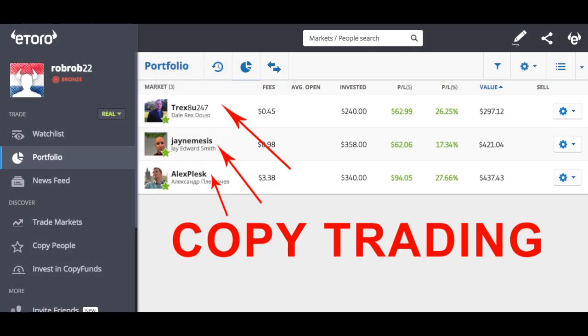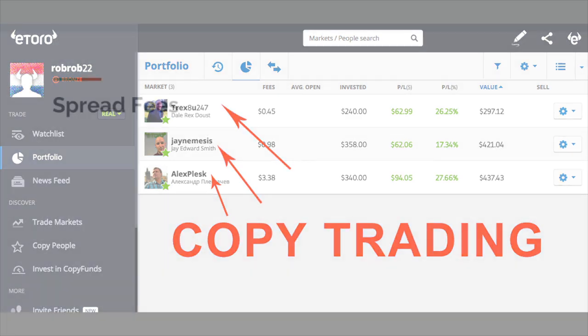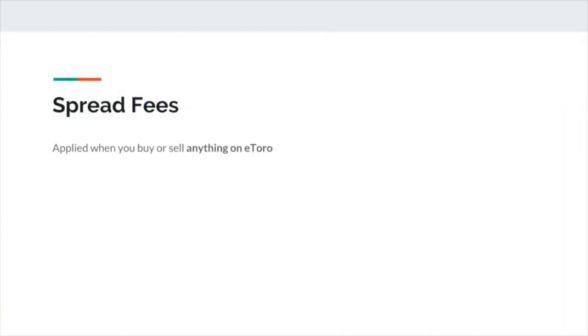Okay, at this point, if you're just trading as a copy trader, so you're following different traders and copying their portfolio, you don't need to worry about the next fees. The traders that you copy, they will manage everything for you. So, spread fees are charged when you buy anything on eToro, stocks, cryptos, and so on.